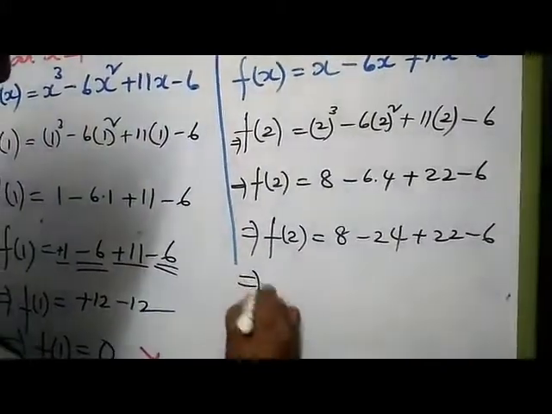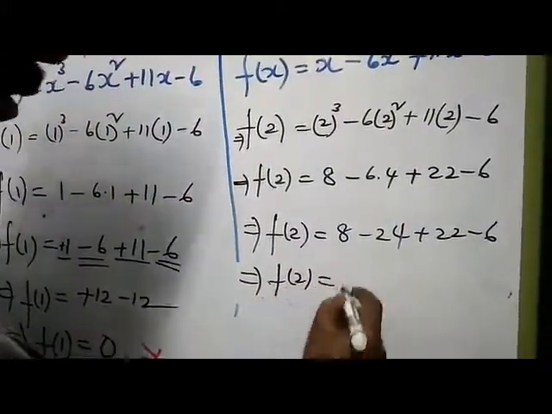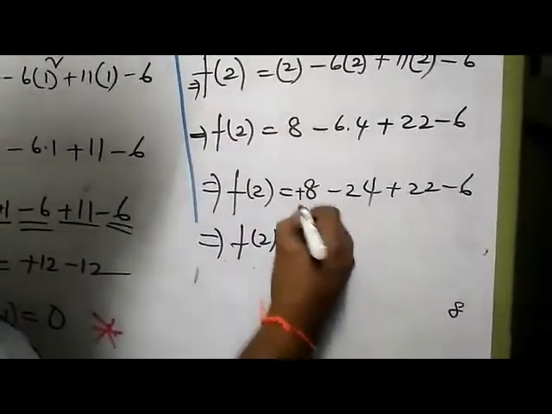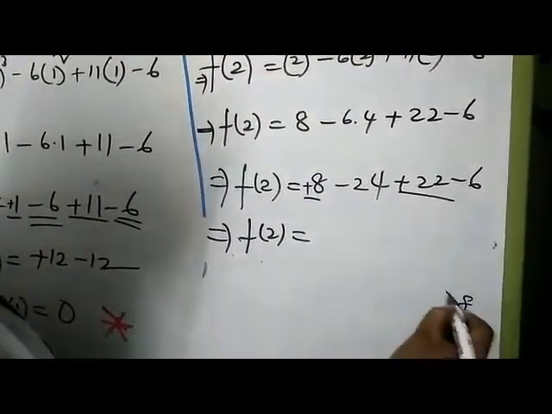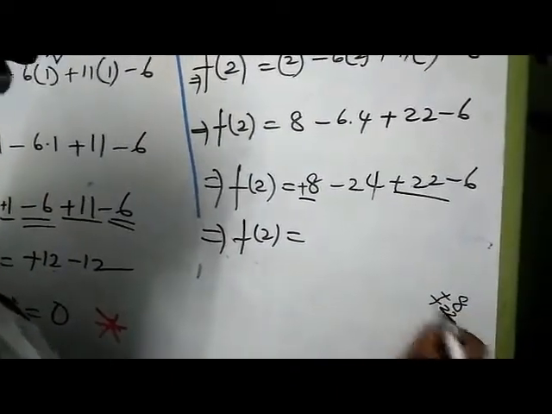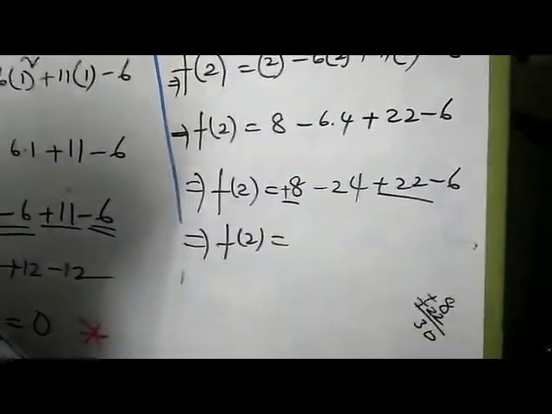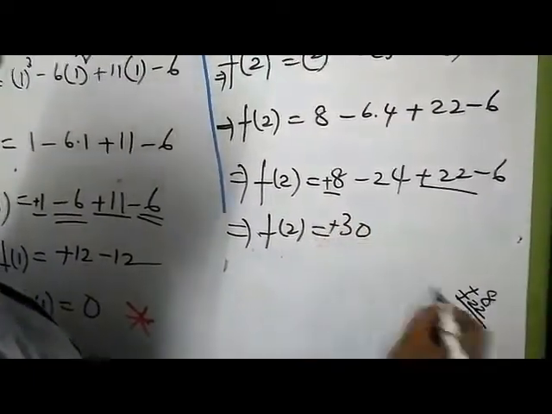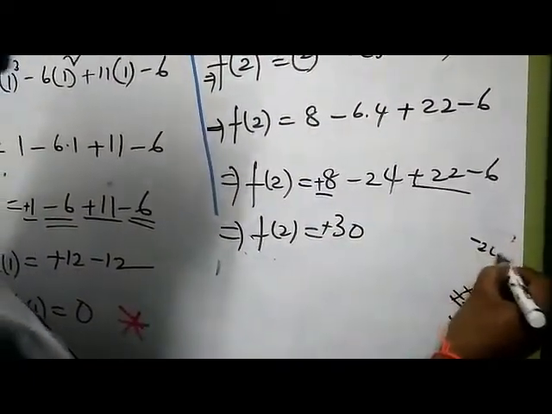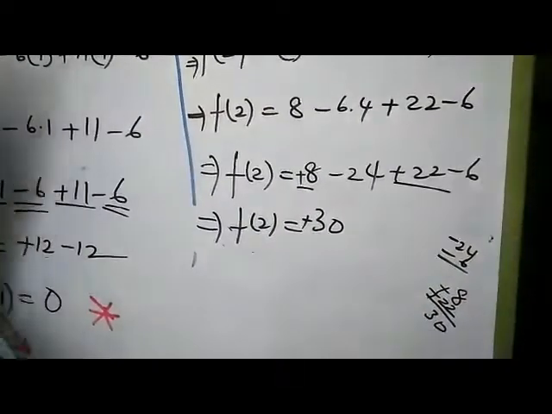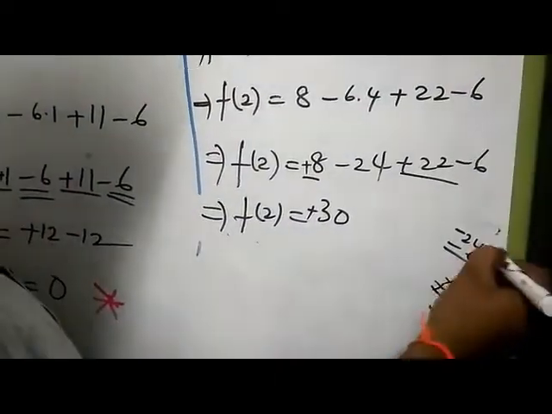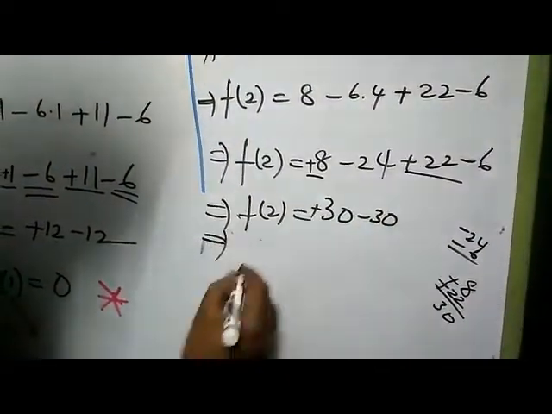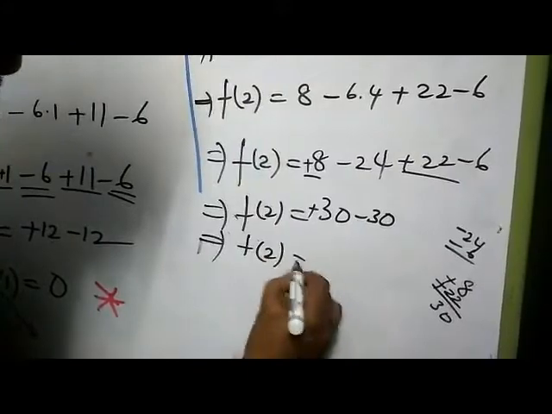First of all, f of 2 is equal to plus 8 plus 22, which is plus 30. Next, minus 24 minus 6 is equal to minus 30. Therefore f of 2 is equal to 0.